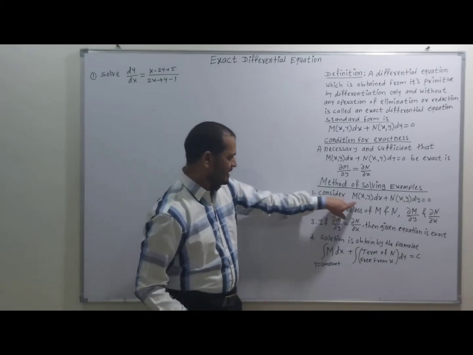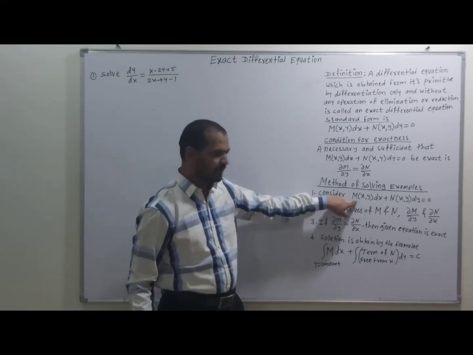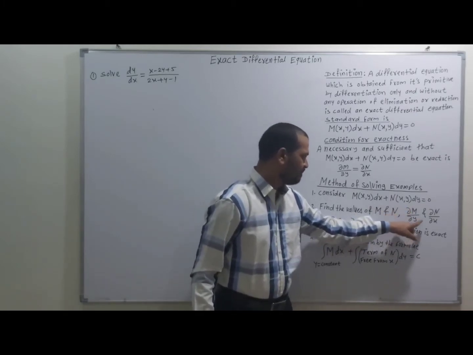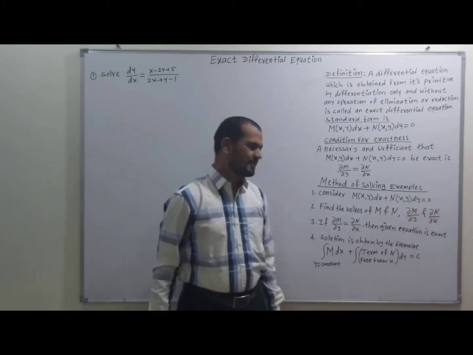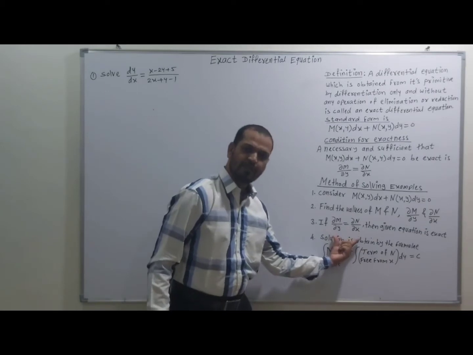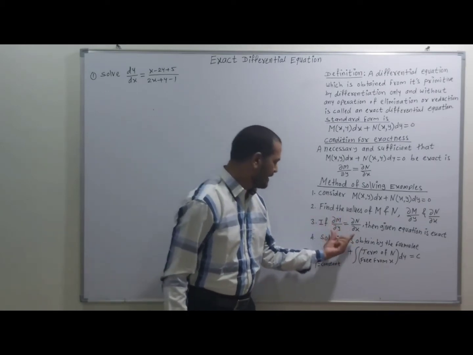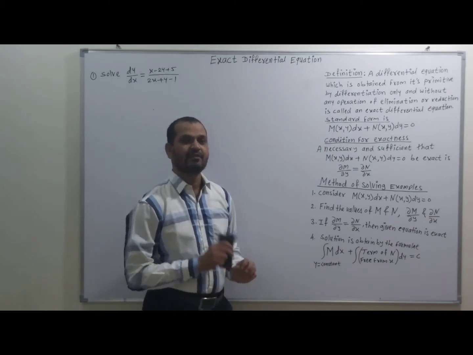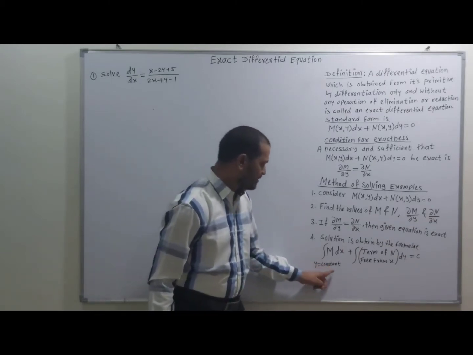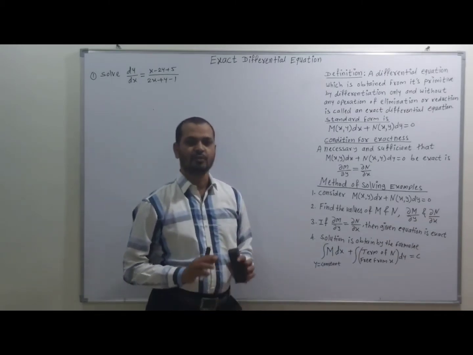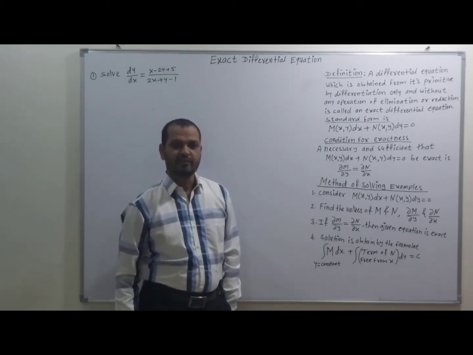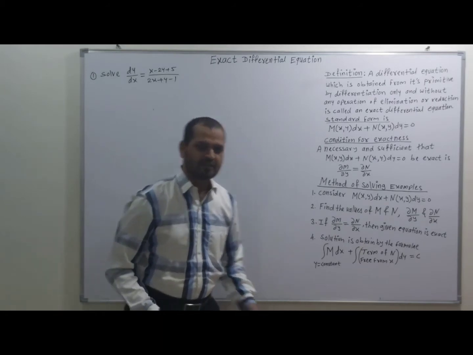Once again, the standard form of the exact equation: find the values of M and N, the partial derivative of M with respect to y, and the partial derivative of N with respect to x, then check whether these two partial derivatives are equal. If these two derivatives are equal, then the given equation is an exact equation or exact differential equation. Then this is the formula for obtaining the solution. So based on this method of solving the ordinary differential equation, let's try to solve the first example.